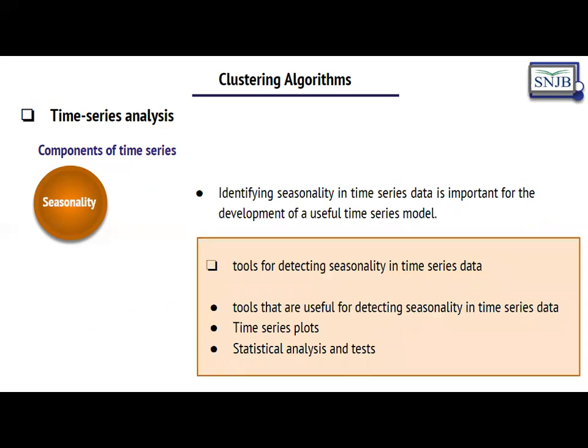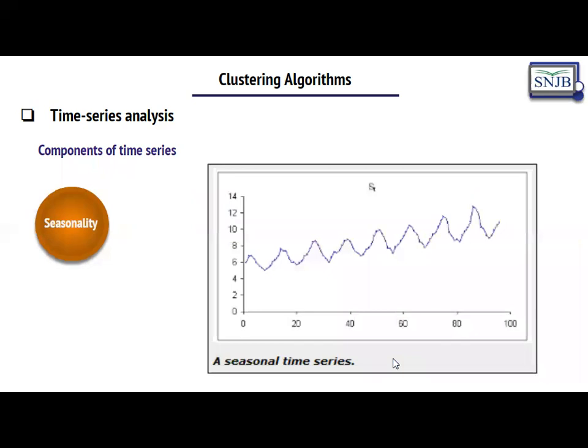Identifying the seasonality in time series data is important because it helps in the development of a useful time series model. At which time my particular place will be more crowded, I can have different attractions for that targeted group of people. Tools useful for detecting seasonality are time series plots and statistical analysis tests. Here we can observe that after every particular interval, we have a peak value.